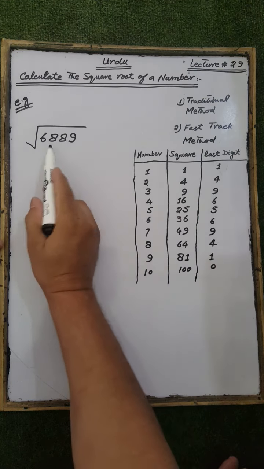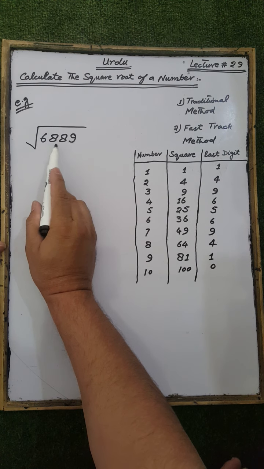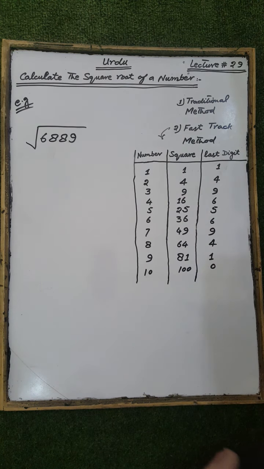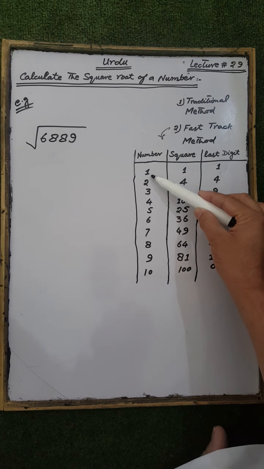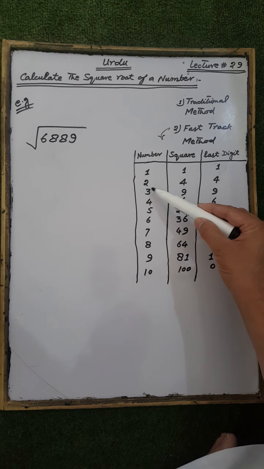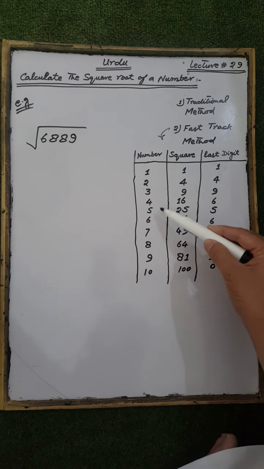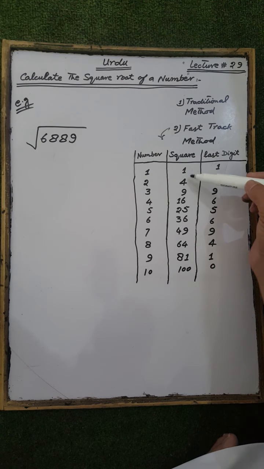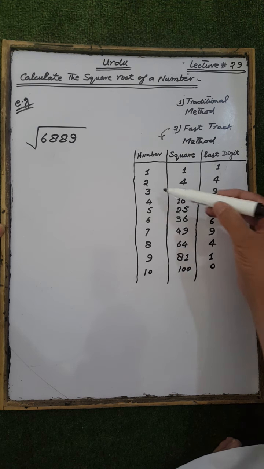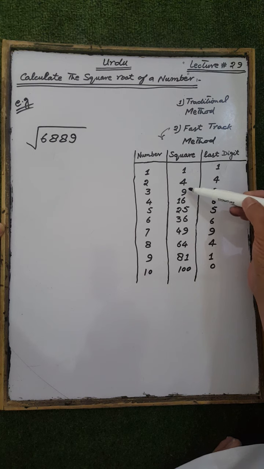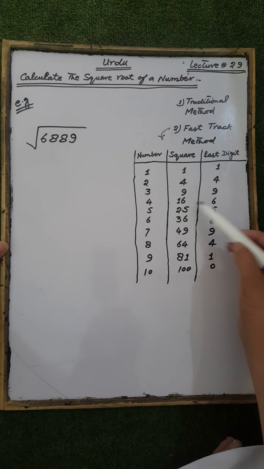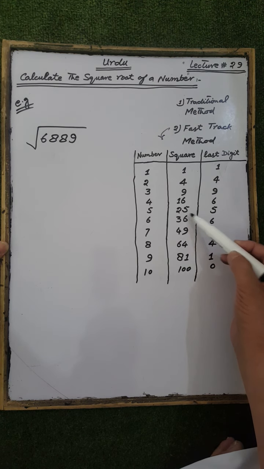To calculate the same number, the root of 6889, by the fast track method, we apply the second method. First we have to calculate the squares of the numbers 1, 2, 3, 4 up to 10. The square of 1 is 1, the square of 2 is 4, the square of 3 is 9, and so on. And we select the unit digit of the square of each number: the unit digit of 1 is 1, of 4 is 4, of 9 is 9, of 16 is 6, of 25 is 5, and so on.